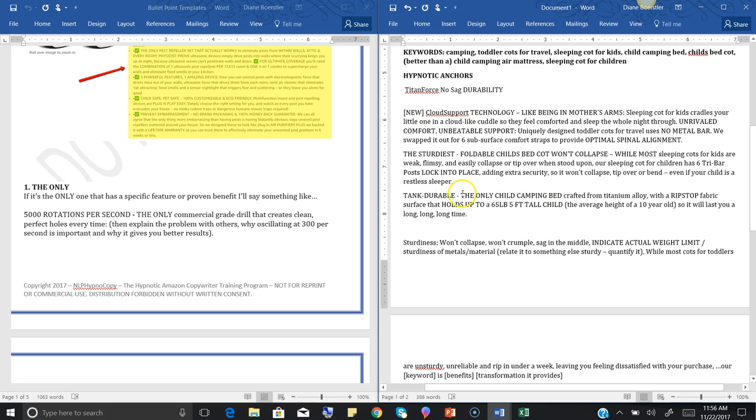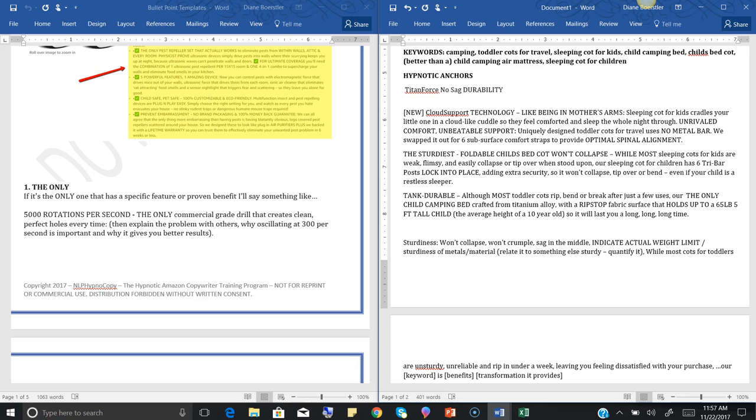And you could go tank durable, and you could start here. So for our "only," we're going to combine two of our bullet points here. So for tank durable, we can say, although most toddler cots are unsturdy, unreliable, and made from cheap materials. Most toddler cots rip, bend, or break. That's something someone said, after a few uses.